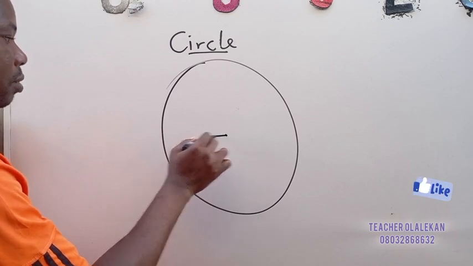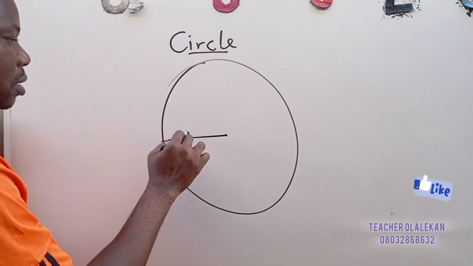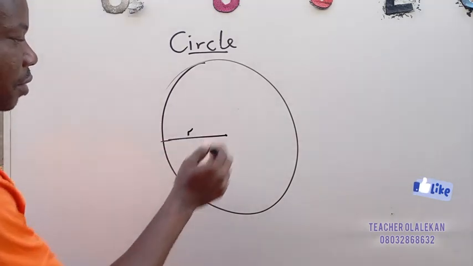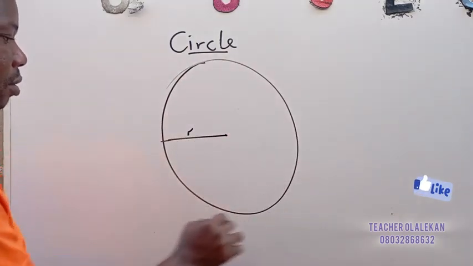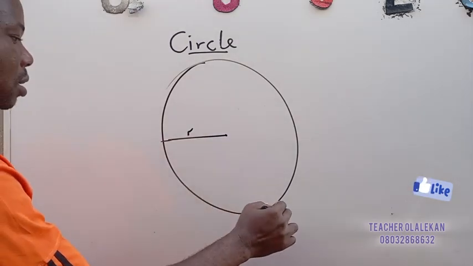You need to learn about the radius. The radius is a line that travels from the center of the circle to the circumference. So, by the way, the line that travels around the circle is the circumference.